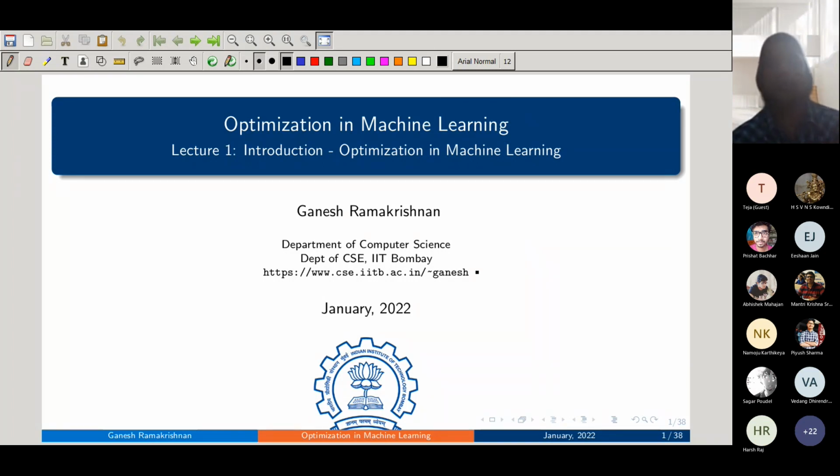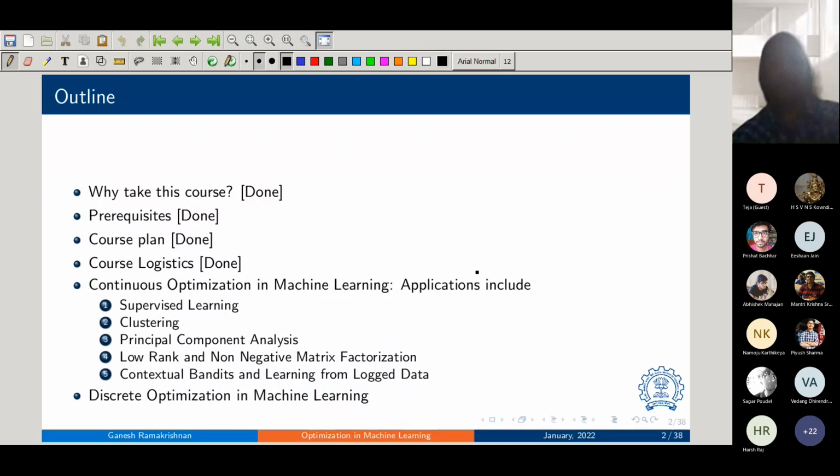So this is lecture 1. We formally begin the topic of optimization in machine learning. For today, we will focus on applications. We'll begin with applications of continuous optimization and then we'll move on to discrete optimization. I don't think we'll have time for discrete optimization because we'll spend a little bit of time understanding the examples.